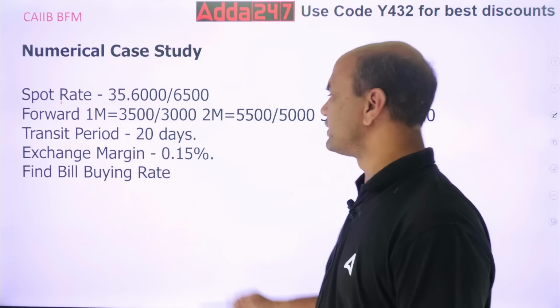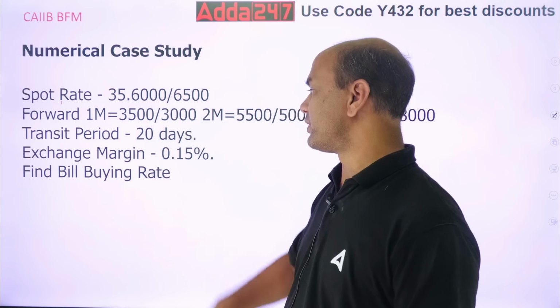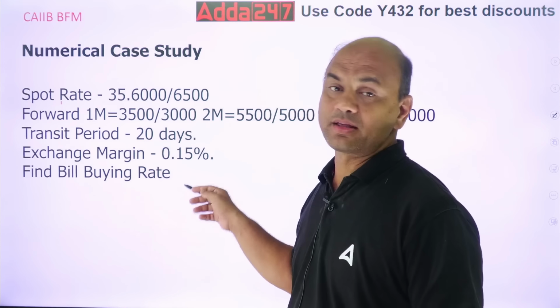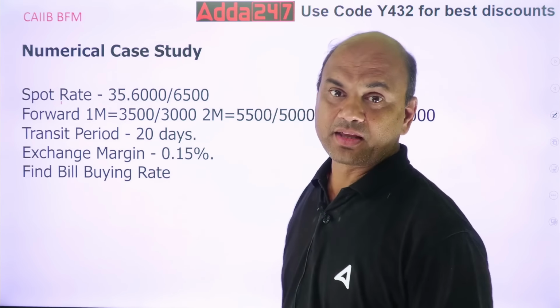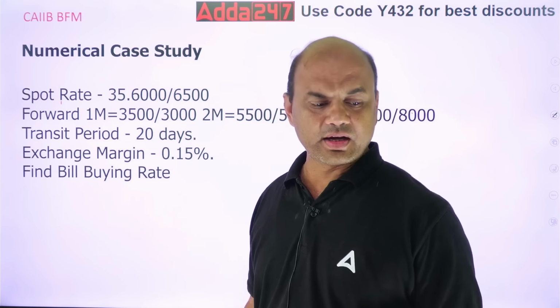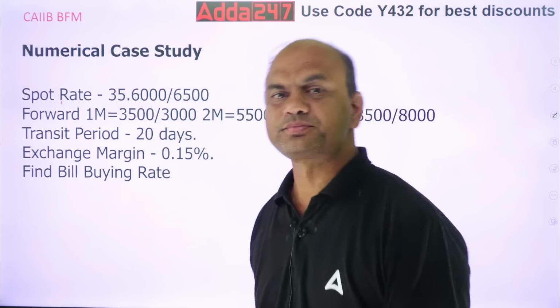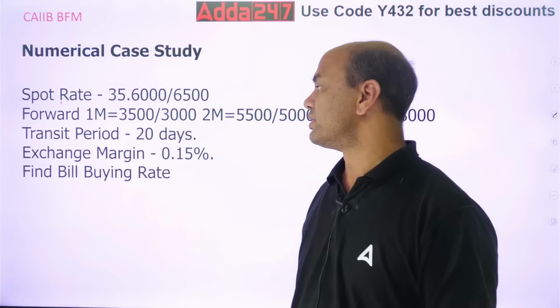Transit period is given as 20 days. Exchange margin is given as 0.15%. Calculate the bill buying rate. It's a buying. Buying means export. Kindly note, whenever you have a buying rate, it's an export transaction.